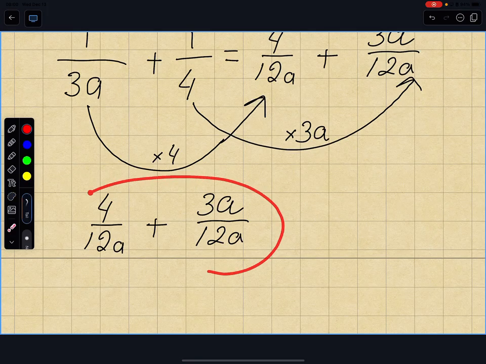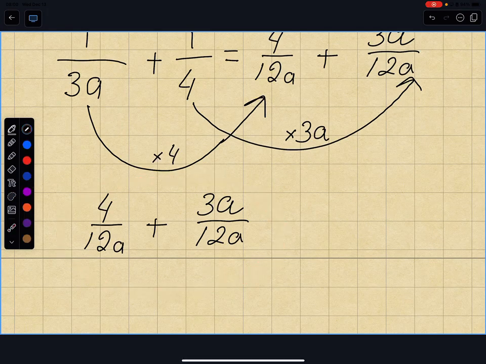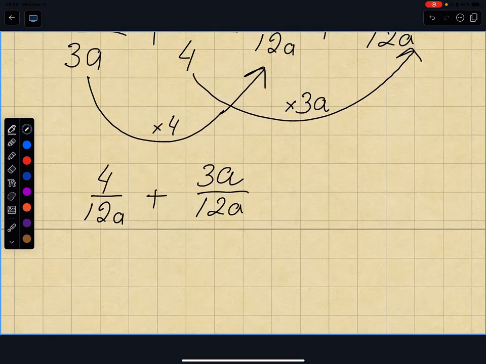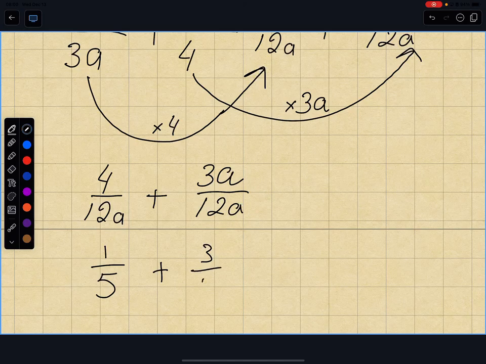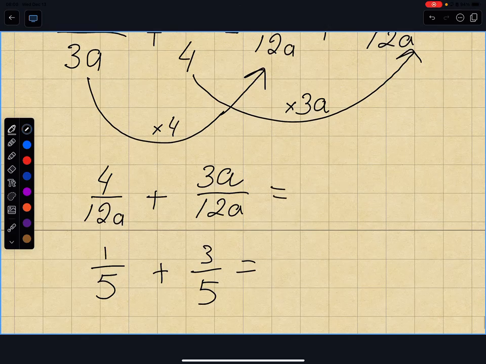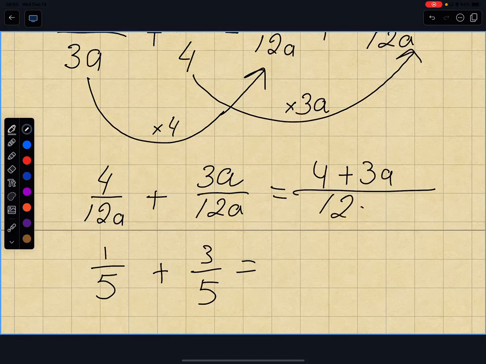So looking at this answer, am I done? Of course not. Look at it as I'm doing 1/5 with 3/5. I'm not going to leave my answer like that. What am I going to do? I'm going to join them together, which then becomes 4 plus 3a divided by 12a. You join them together. You don't leave them separate.